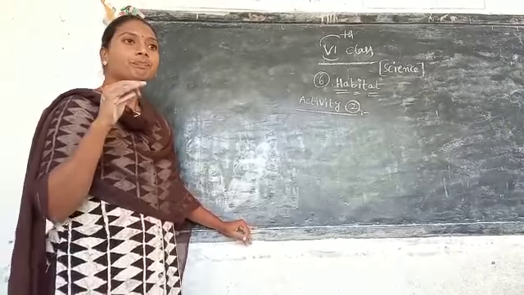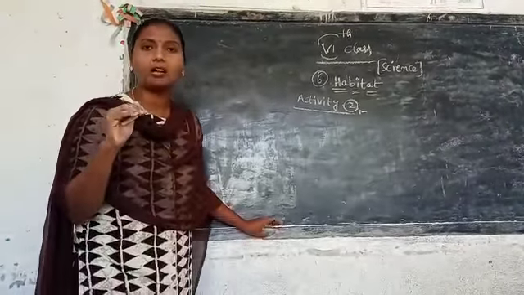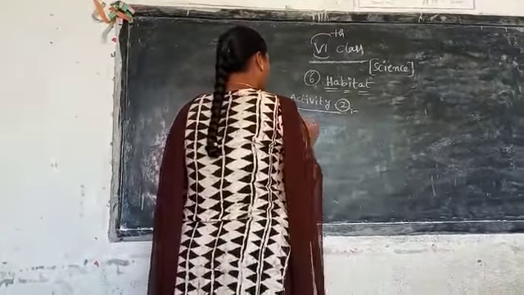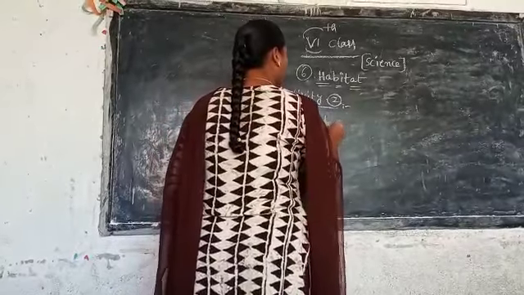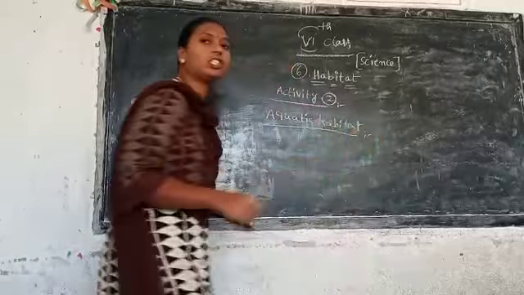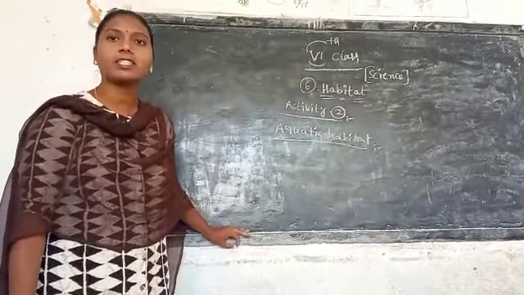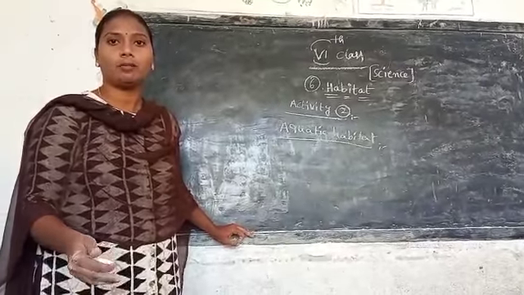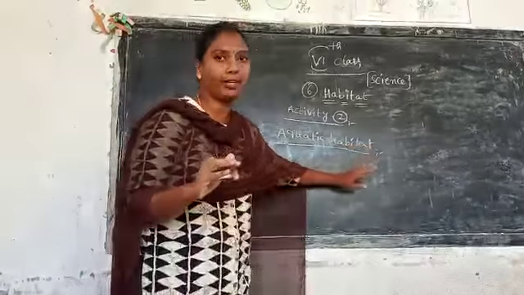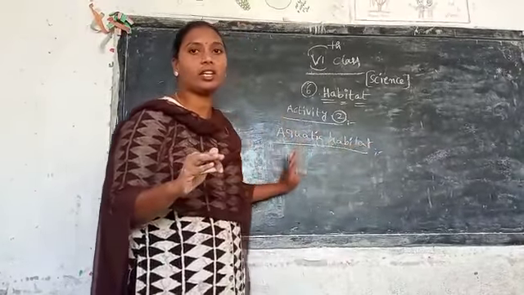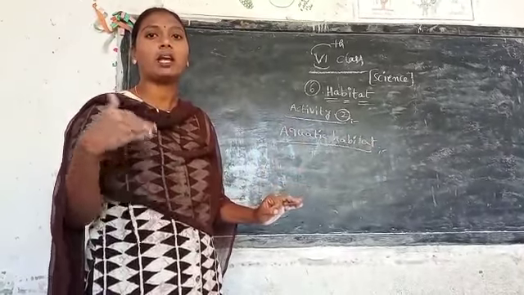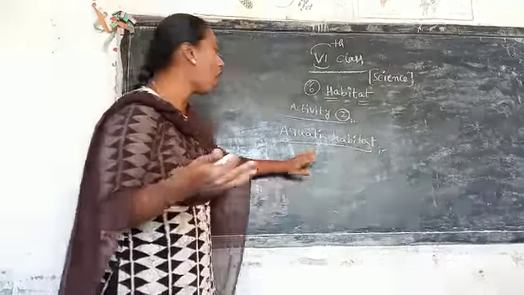Okay students, here, aquatic habitat. Which types of organisms and plants live in water? These types of plants and animals are called aquatic habitat. Aquatic means water. The type of habitat where organisms or plants live in water is called an aquatic habitat.